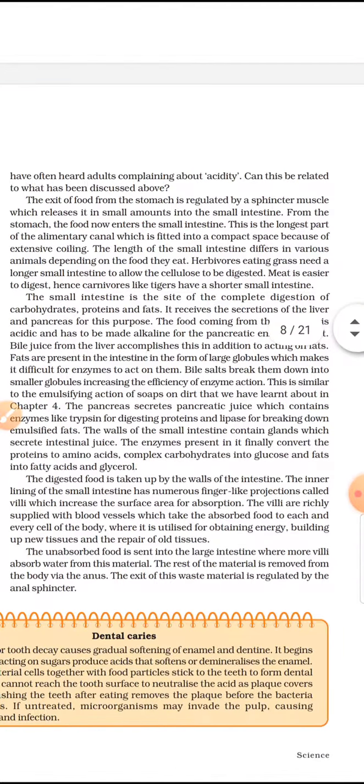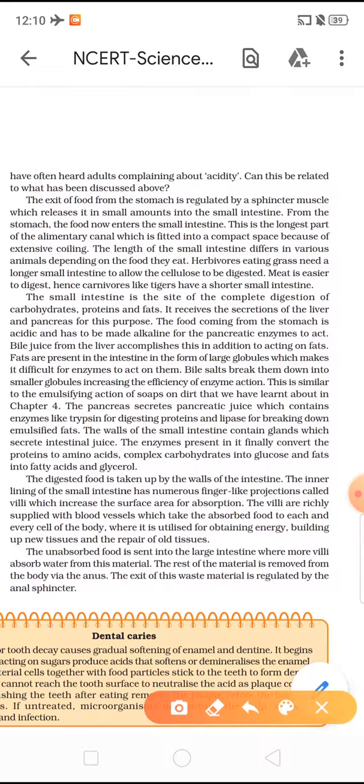We have often heard adults complaining about acidity. Can this be related to what has been discussed above? Yes, this acidity is the secretion of HCl inside the stomach, which is leading to acidity. The exit of food from the stomach is regulated by a sphincter. Now the function of the stomach is over.